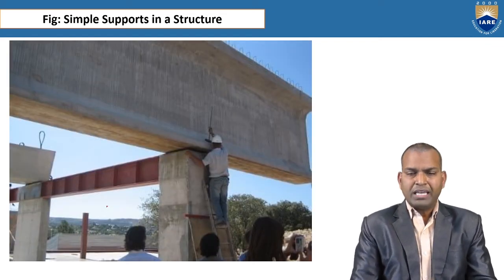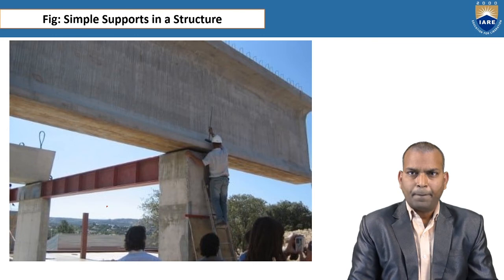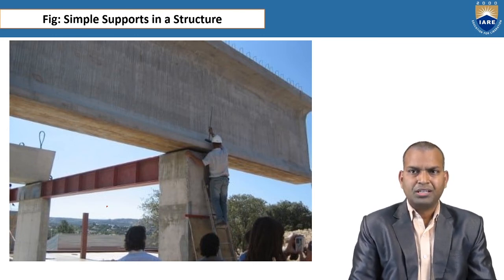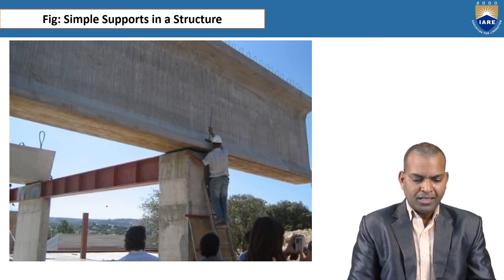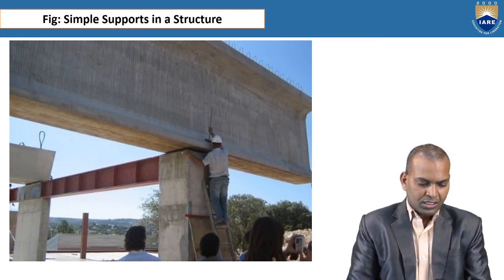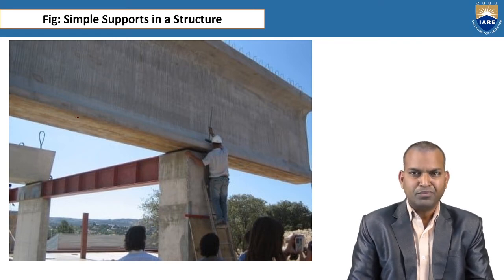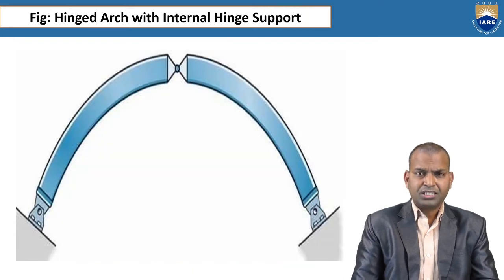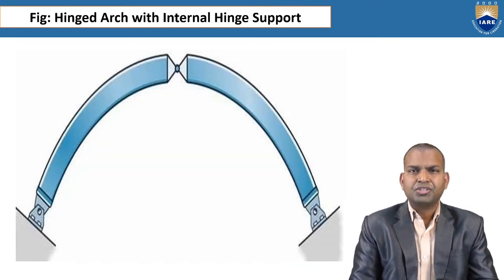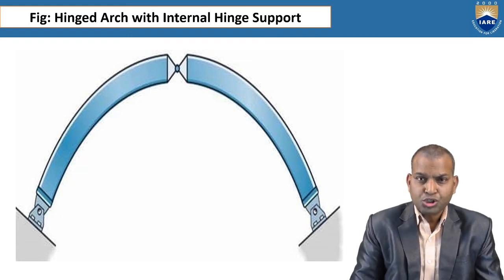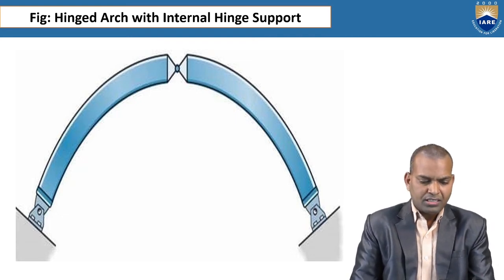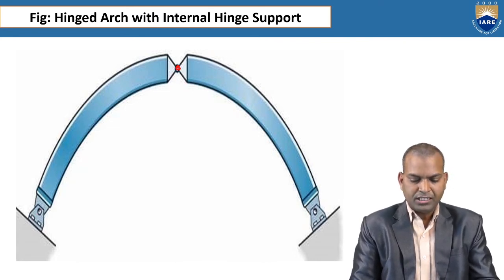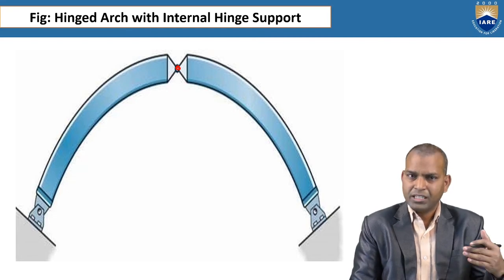Next, if you want to see the application of a simply supported beam in a structure, this is the Hyderabad Metro railway station, how they support beams with the help of simple supports. This is a pre-stressed beam supported at 2 points here. This is the simple support. The next example is a hinged arch with internal hinge support. This is the internal hinge support. We can see it here in this figure for better understanding of the hinged support.